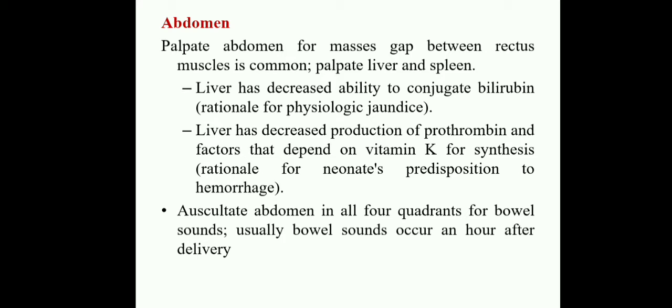And next, the liver has decreased production of prothrombin and factors that depend on vitamin K for synthesis. So artificially, externally we are administering vitamin K. When? Because prothrombin and factors are also decreased, so the capacity of the clotting mechanism is impaired, so automatically we externally administer vitamin K injections. The rationale for neonates is predisposition to hemorrhage. Here we have to prevent the hemorrhage, so we are administering vitamin K.